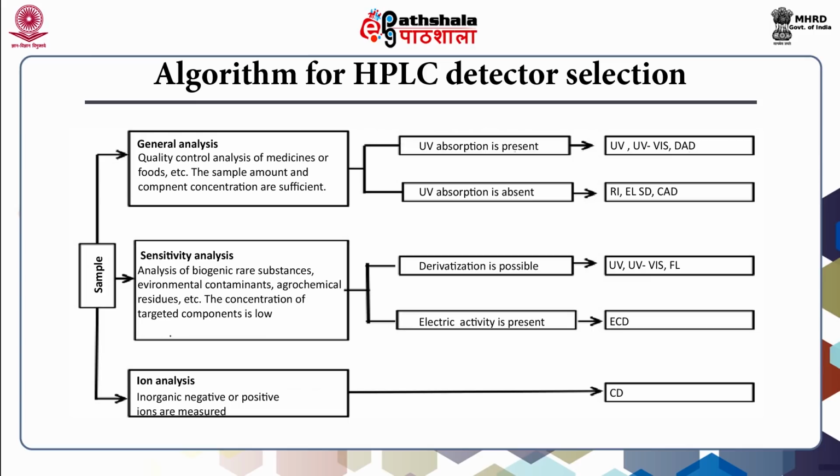Suppose we need to analyze the inorganic ions in our samples, then we have to use the CD detectors. So, based upon this algorithm, we can choose what kind of detector we have to use in HPLC based upon the type of compounds which we are going to separate.